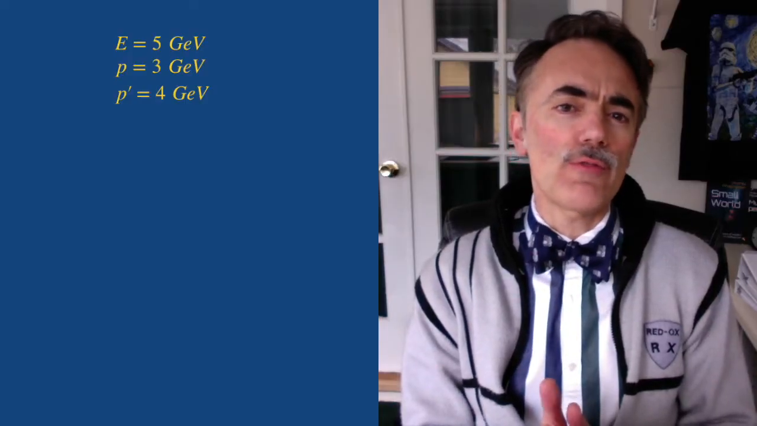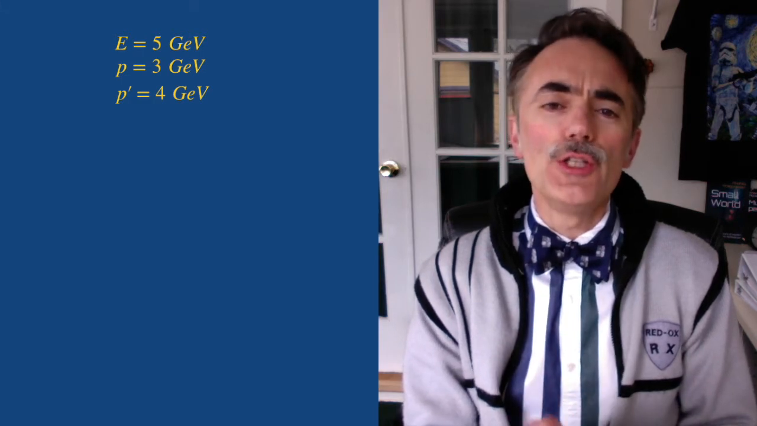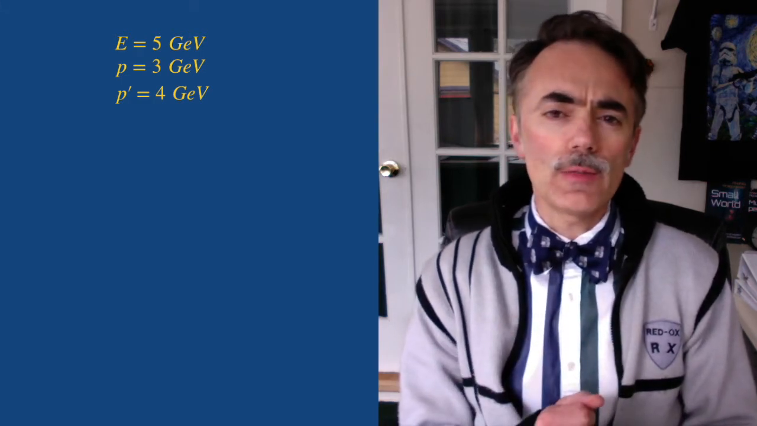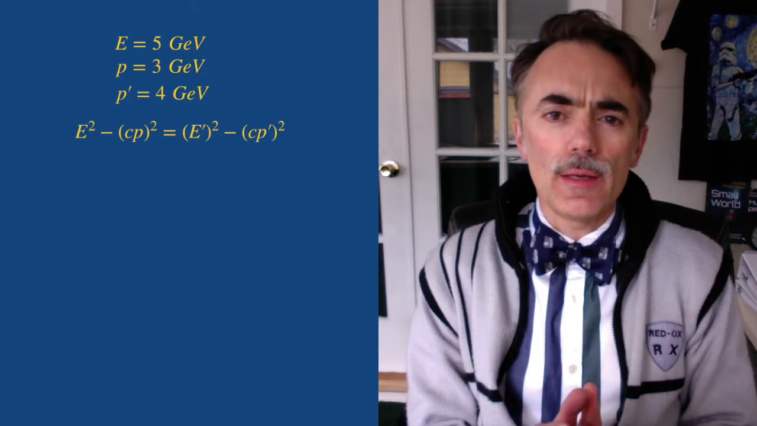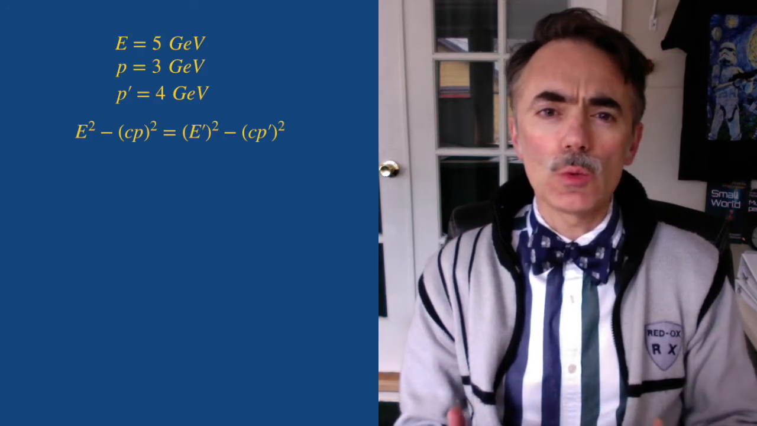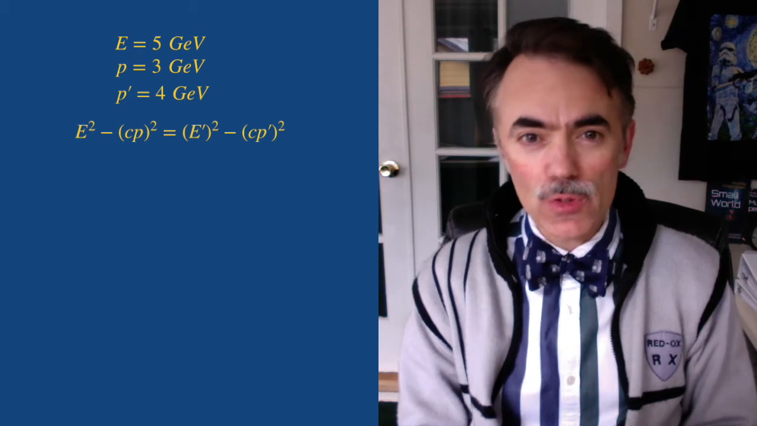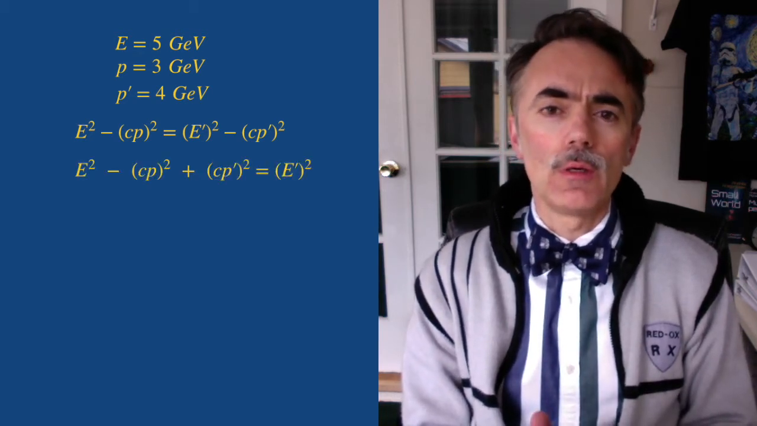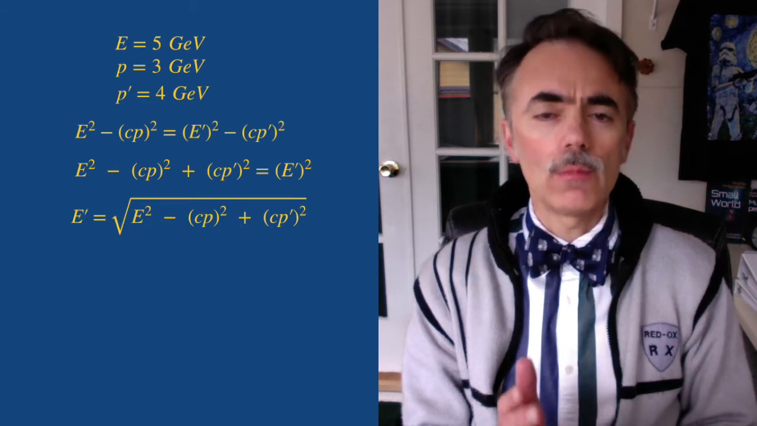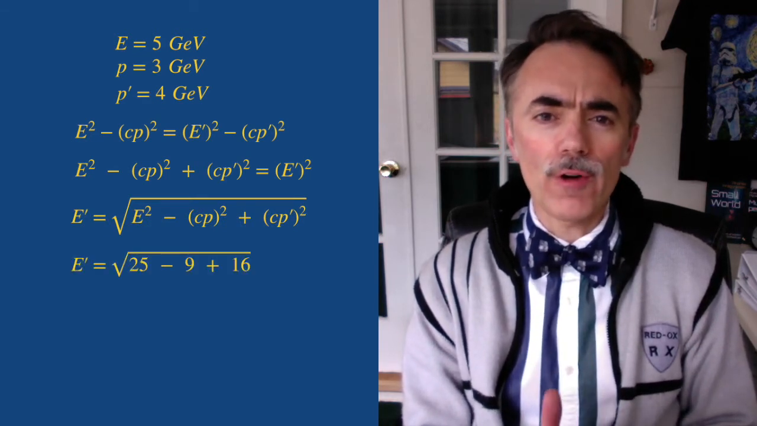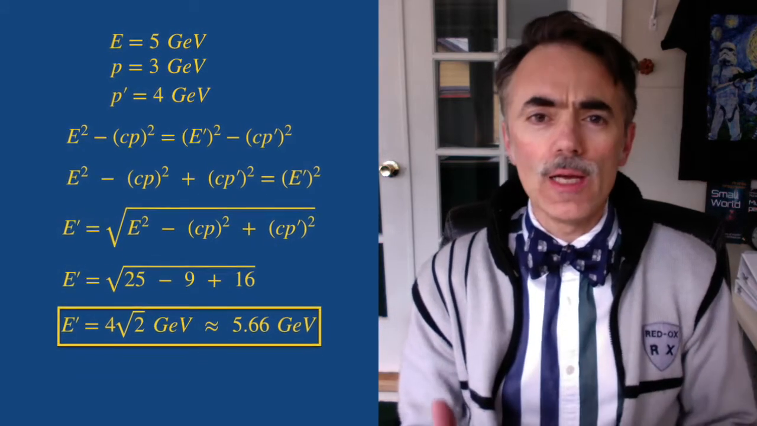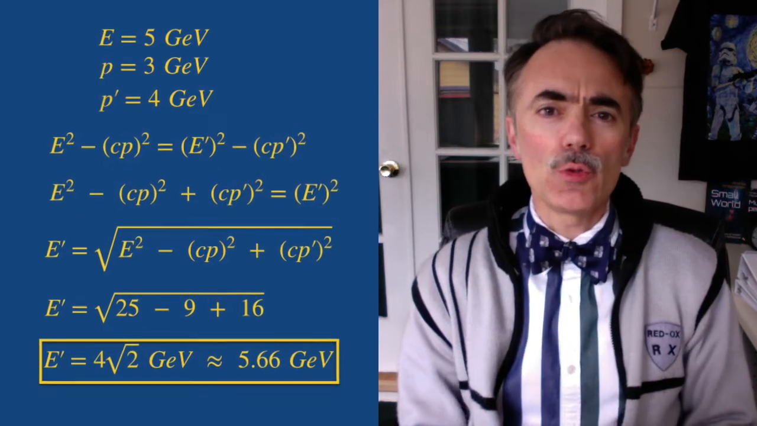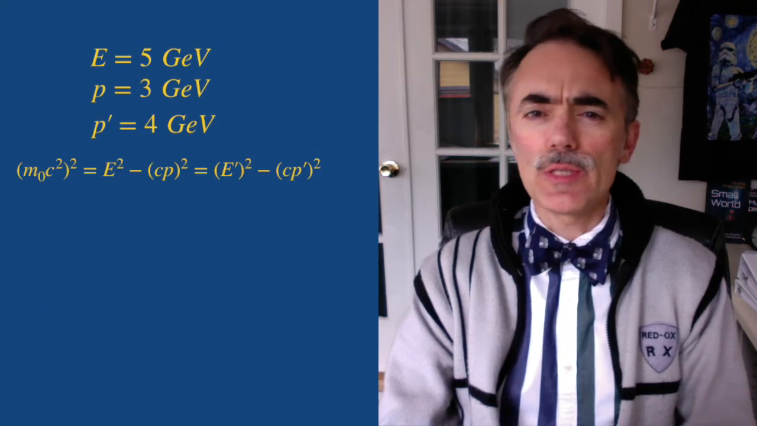So, what is the energy of this particle in a reference frame where its momentum is 4 GeV? To find it, we use the energy momentum invariant we just found. We use that E squared minus c p squared is equal to E prime squared minus c p prime squared. We solve for the energy primed, we take the square root and substitute. Here we have the square root of 25 minus 9 plus 16, which is 4 times square root of 2 GeV, 5.66 GeV.